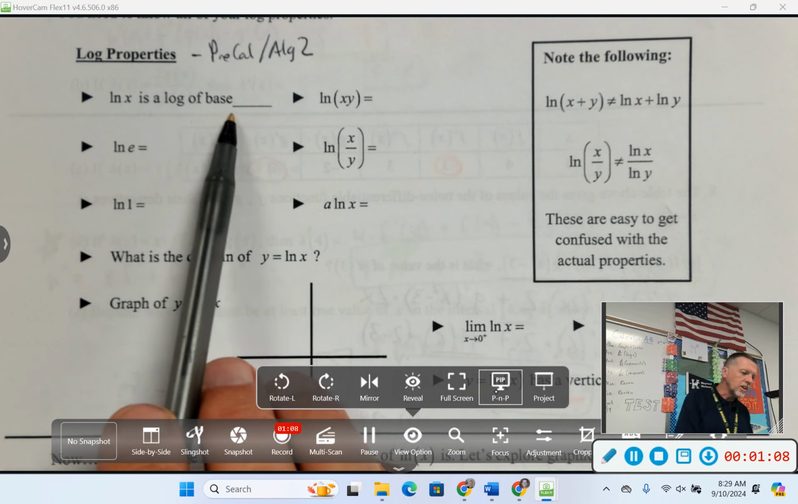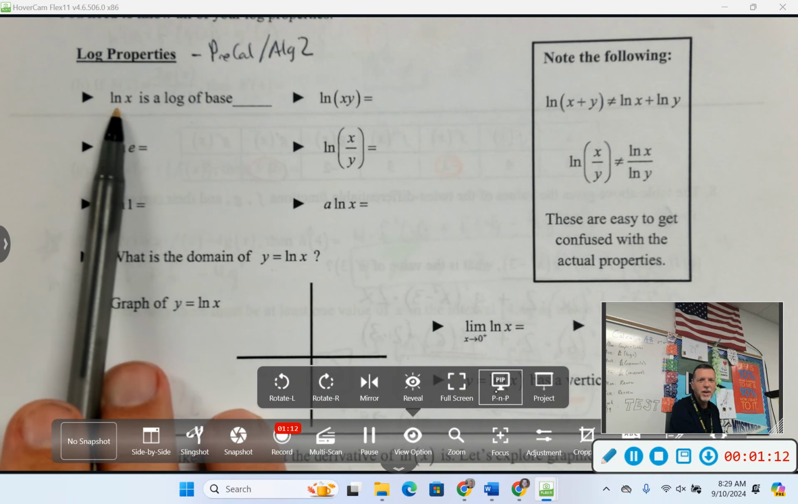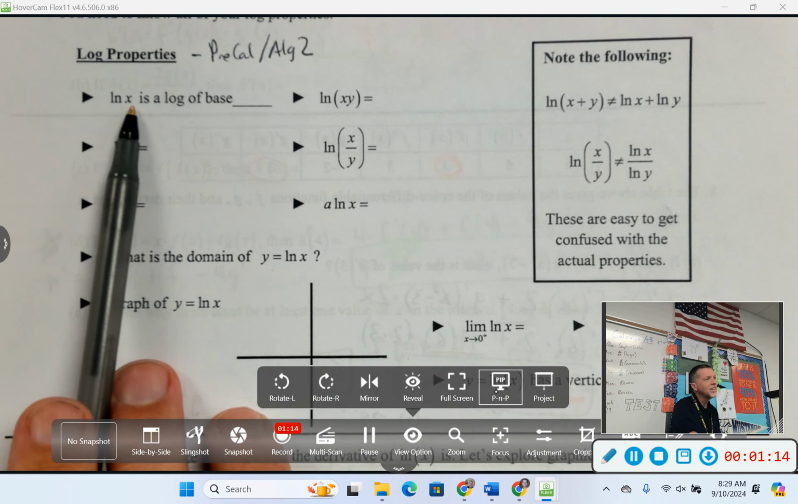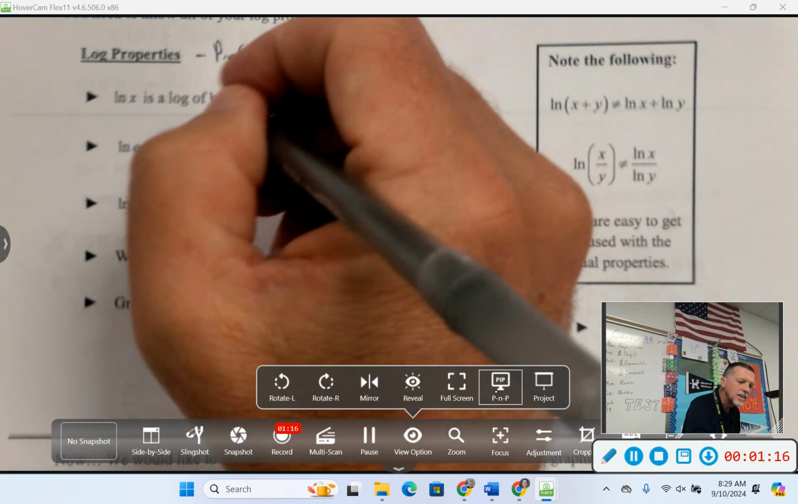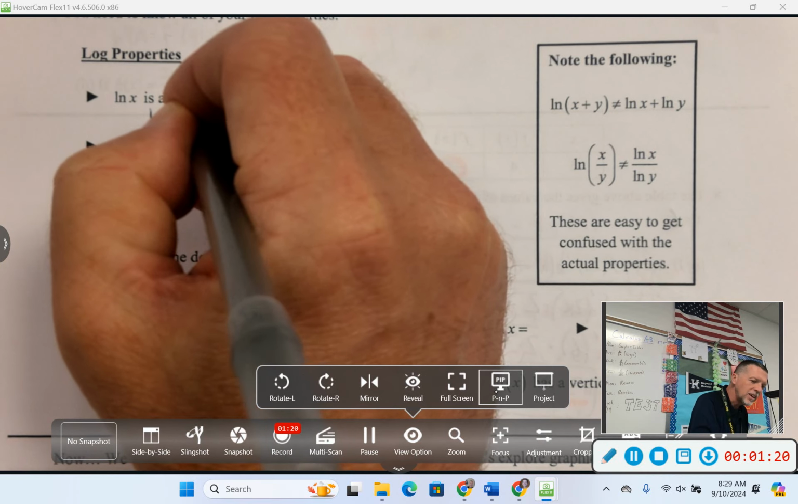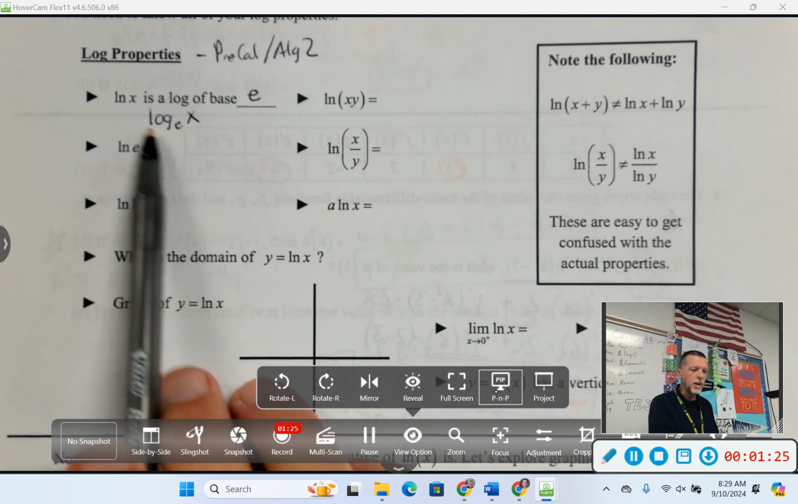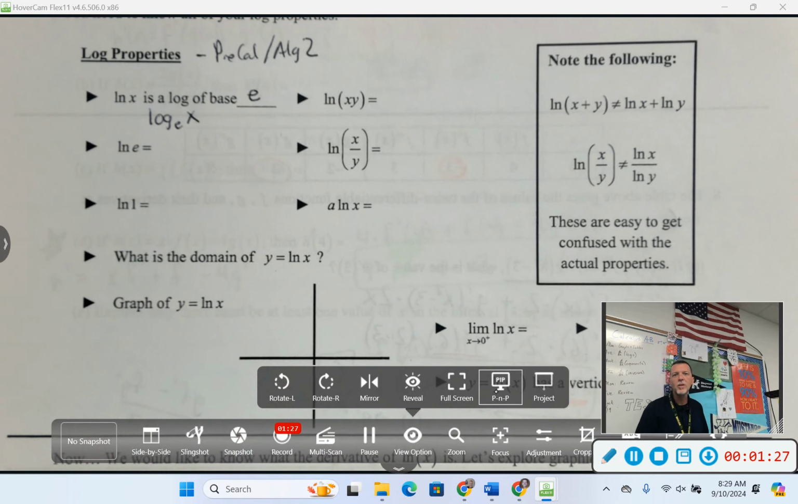Natural log is a log of base... what's the missing base there in a natural log? Do you remember? E. It would be the same thing as writing log base e of x, but nobody ever writes that because we have natural log in place of log base e.